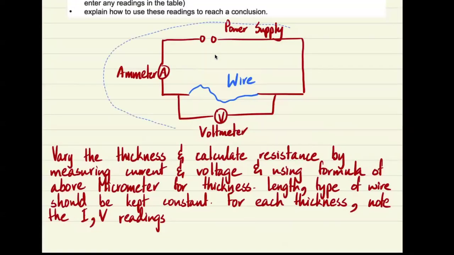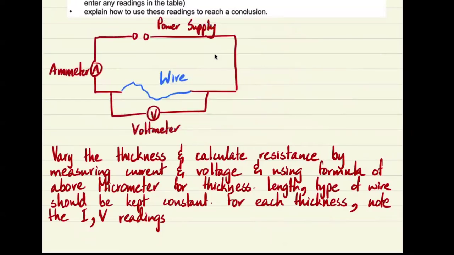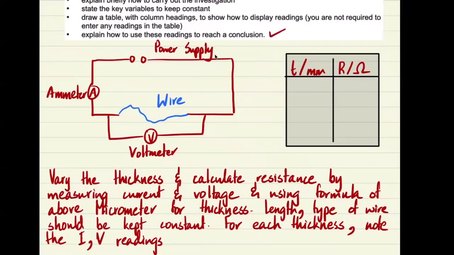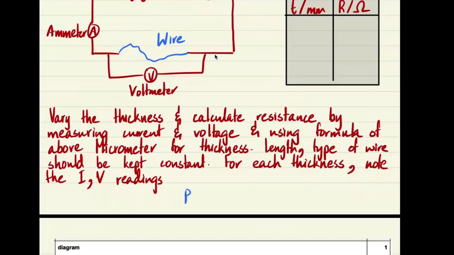Let me just make this here to save time. So for each thickness and its resistance values, you just write thickness in any units that you want, millimeters, centimeters, meters, all fine with the examiner, and the resistance in ohms. And finally, for the conclusion, you will say the same thing again: plot a graph of, okay, don't say R because that's not been used by the examiner, of resistance against thickness to observe the relationship.